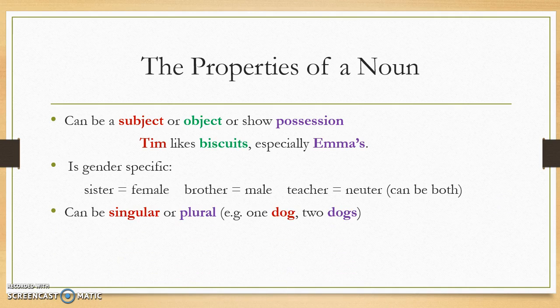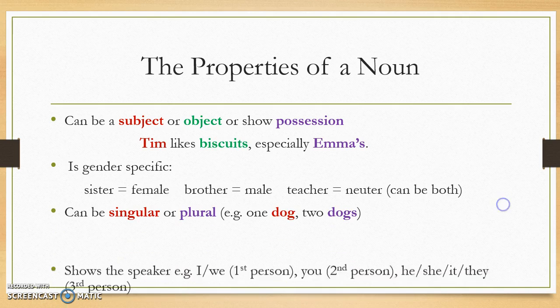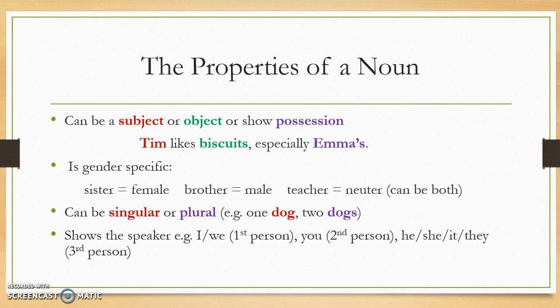They can be singular or plural, for example, one dog, two dogs, and they show the speaker. So if we were to say, for example, the dog barks, we know we're talking about third person singular. You couldn't say I barks. It has to be he or she or it barks.